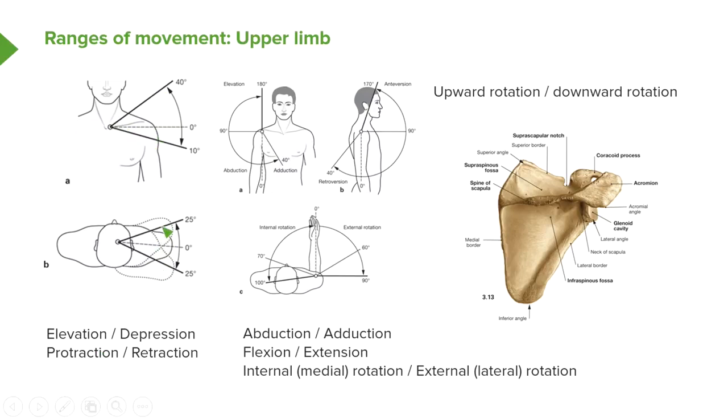We also have this movement known as protraction and retraction, where the upper limb is allowed to move forwards and then it's allowed to move backwards. And these movements occur at the sternoclavicular joint.